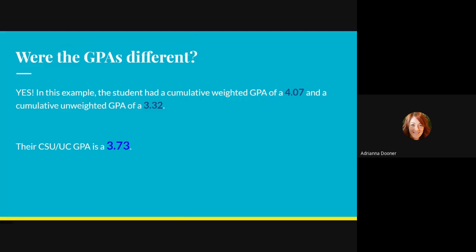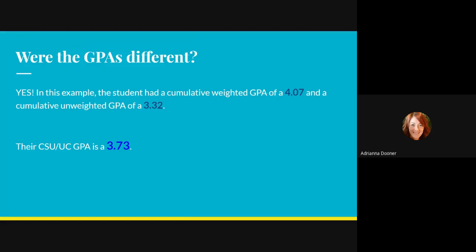So on their high school transcript, we saw that their cumulative weighted GPA was a 4.07 because, again, there was no maximum weight points and they had a lot more than the maximum that the UC and CSU allow. So of course that GPA for the high school is going to be higher, and their unweighted cumulative GPA was a 3.32.